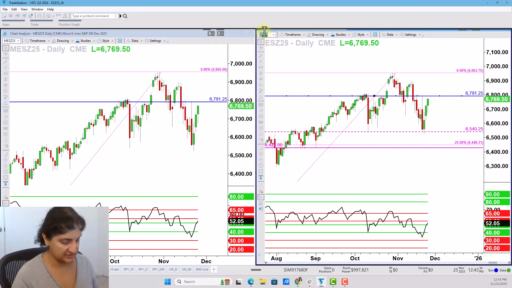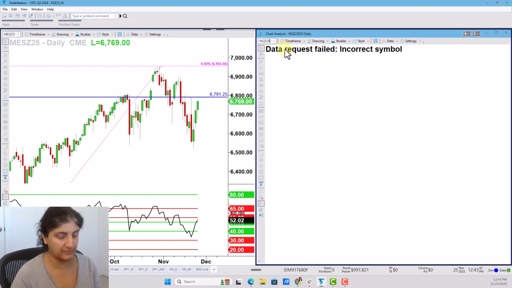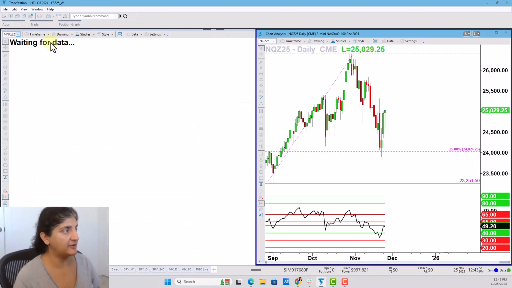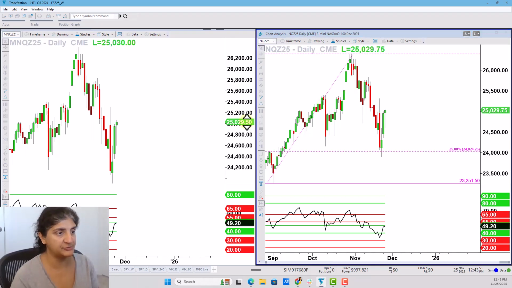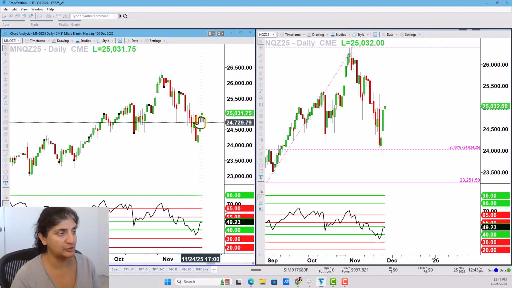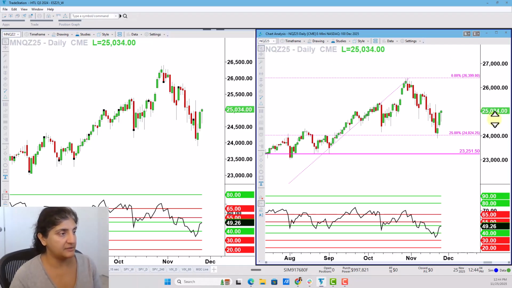So now I'm going to switch this to the NQZ25, and I'm going to have the micro NQ on the other side as well. So this is MNQ Z25 versus regular NQ Z25. Now you can see here that same thing, right? Very similar looking candlesticks, similar prices, but not always exactly the same. And you can apply the same analysis if you'd like.